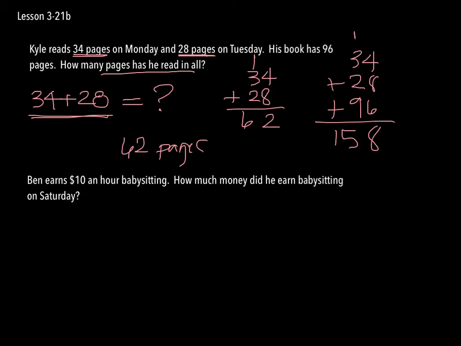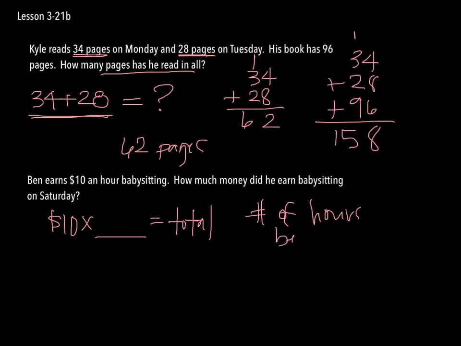Ben earns $10 an hour babysitting. How much money did he earn babysitting on Saturday? So basically, for every hour Ben babysits, he's going to earn $10. So we're going to take $10 times the number of hours he babysat, and that's going to be our total. Uh-oh. What don't we have here? What are we missing? Well, in this case, we are missing the number of hours Ben babysat.